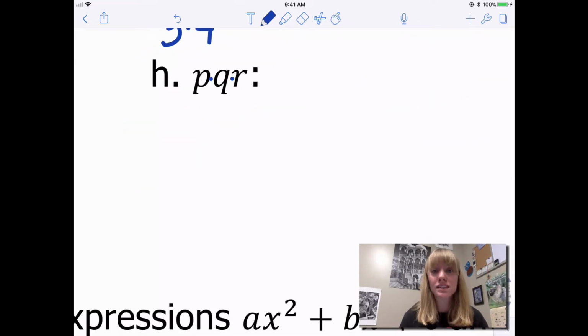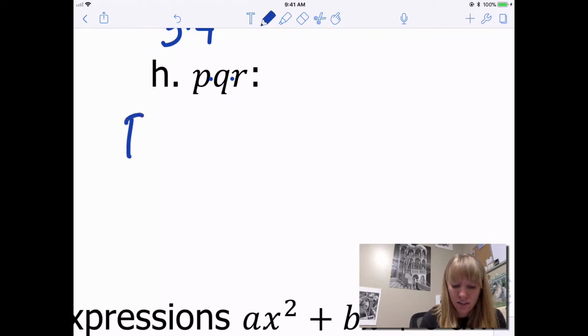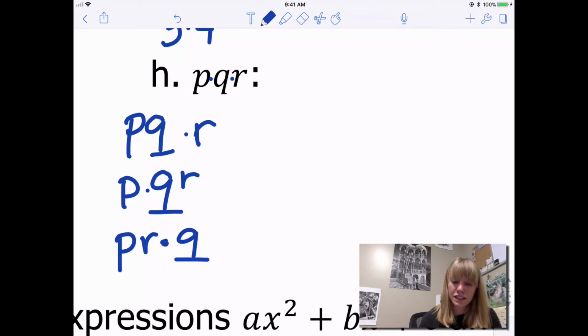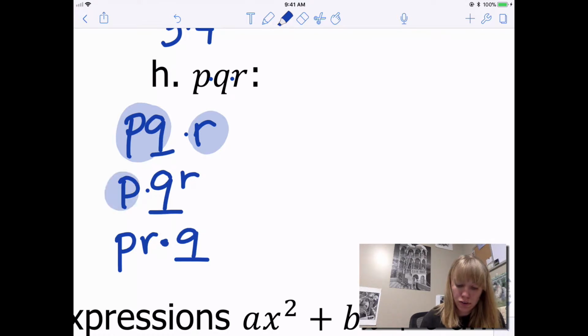Letter H, I've got p times q times r, but if I want factor pairs, I can say this is PQ times R. Those are two things multiplied together. I could even say P times QR. And if I want to go with one more, I could say PR times Q. Because I'm really saying this is one factor times another. This is one number times another. And this is one number times a number, or times another.